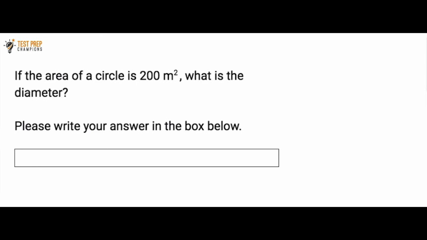And like always, don't worry if this question's hard. We're just going to learn how to do it. Okay, so let's learn how to do this question now. So the formula of a circle, the area of a circle equals pi r squared. So we need to use this formula to get the right answer.